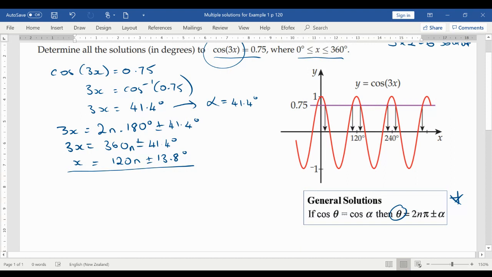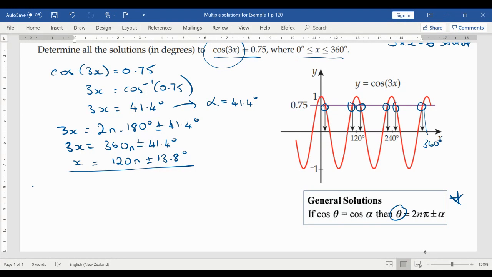What we want to do is find all the solutions. So we want 6 solutions. So looking at your graph, you have 3 cycles. So you're expecting 1, 2, 3, 4, 5, 6. And this here is 360 degrees.